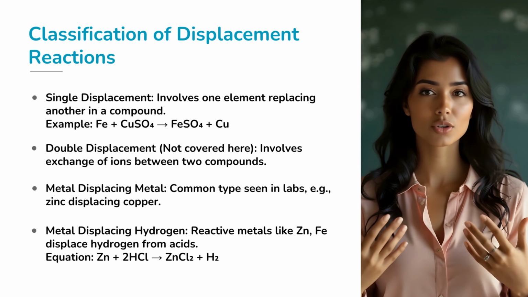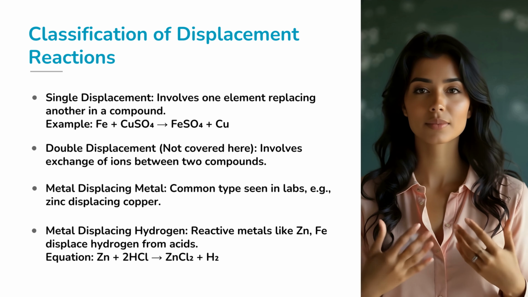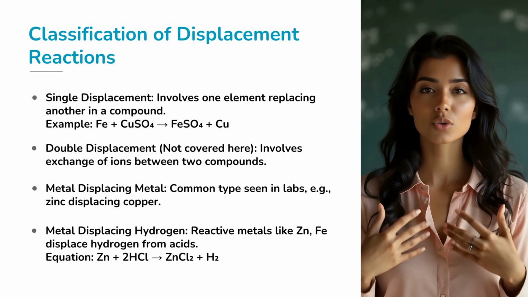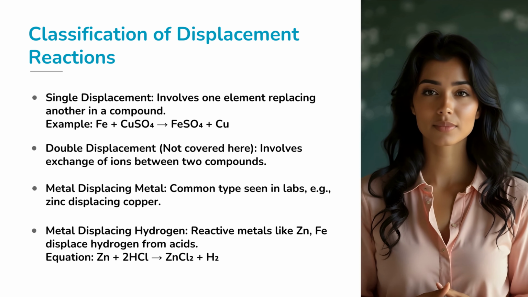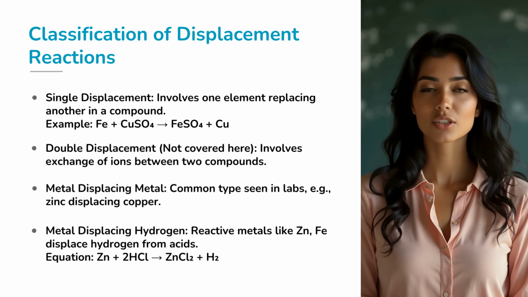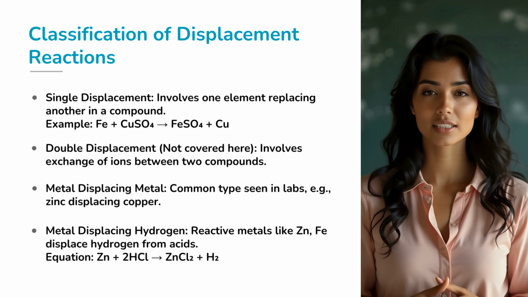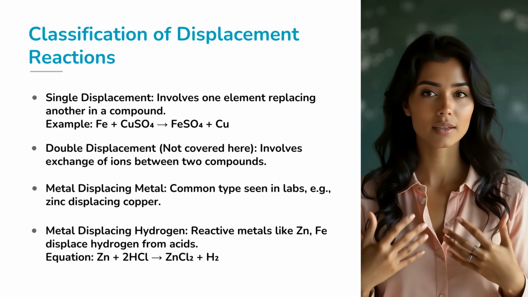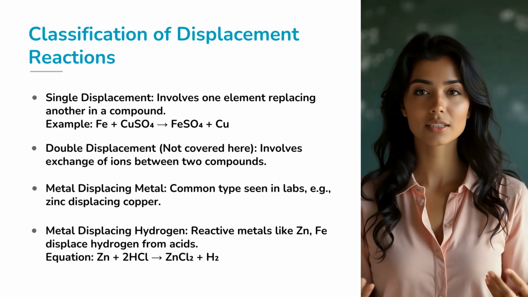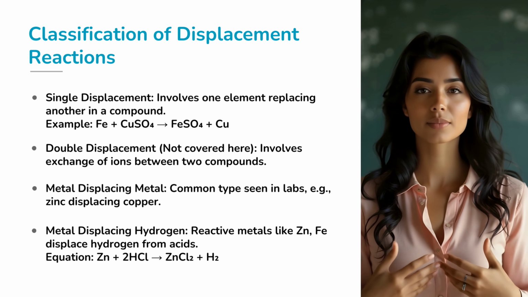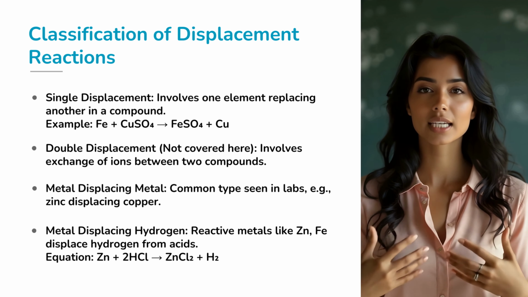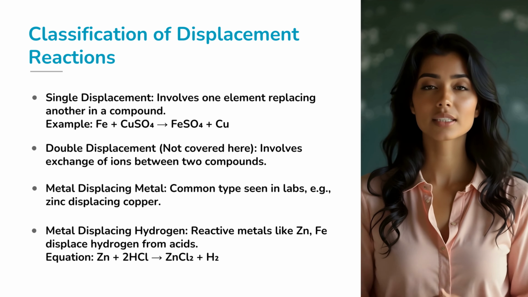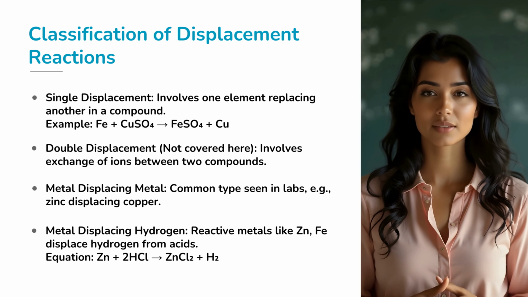But metals can also displace hydrogen from acids. For instance, zinc reacts with hydrochloric acid to form zinc chloride and hydrogen gas. The balanced equation is Zn plus 2HCl gives ZnCl2 plus H2. These reactions are not just textbook equations, they produce observable phenomena like gas bubbles and color change. In fact, a metal that sits high in the reactivity series can displace hydrogen from even water or steam, something we'll explore in later topics.